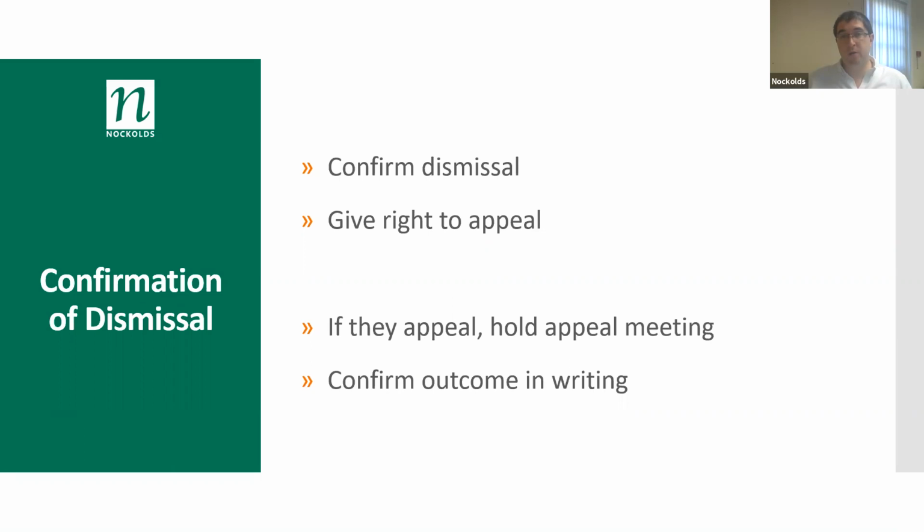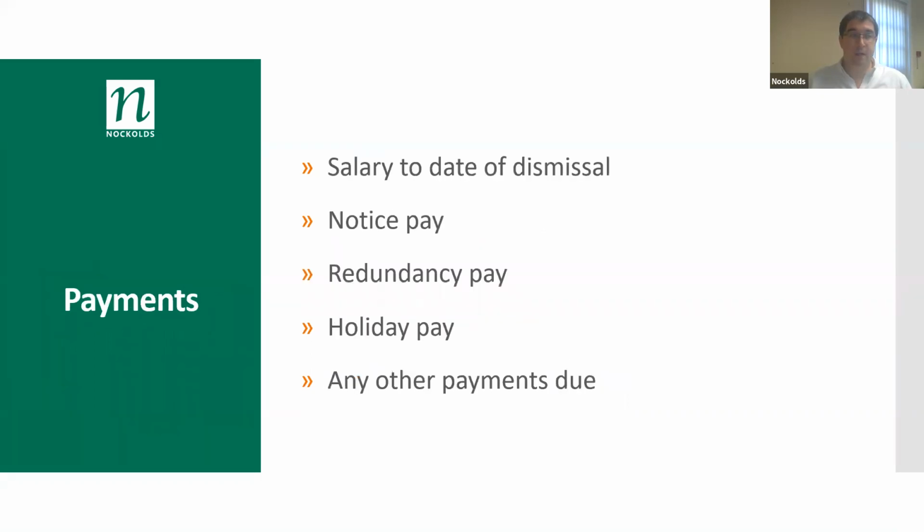You also need to give them the right to appeal, and if they do take that right, you would need to hold a further meeting with them, an appeal meeting with them, and then confirm the outcome of that appeal in writing. We then move to what do they get paid? Well, obviously it will be somewhat dictated by what they're entitled to in their contract, but as a general rule, it's their salary to the date of dismissal, it's their notice pay, it's their redundancy pay, and it's any accrued but untaken holiday. There may be some additional payments due to them under their contract, in which case those need to be paid as well.